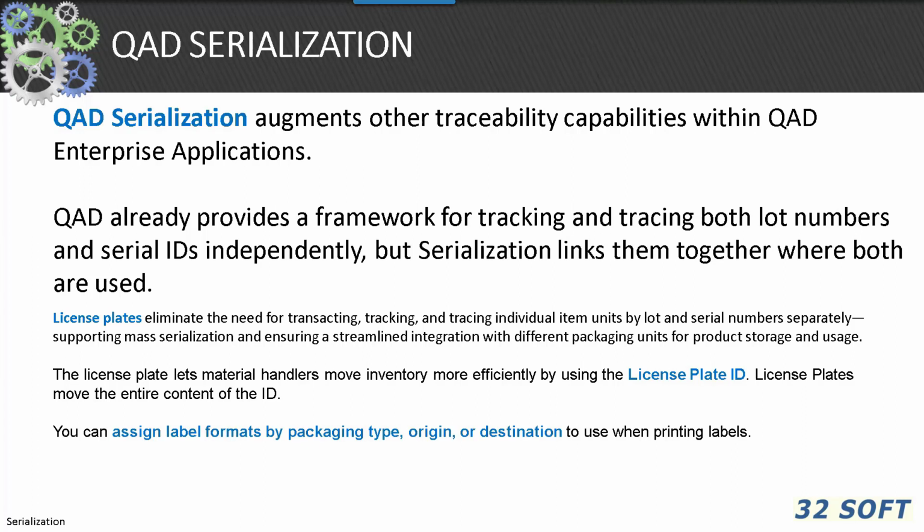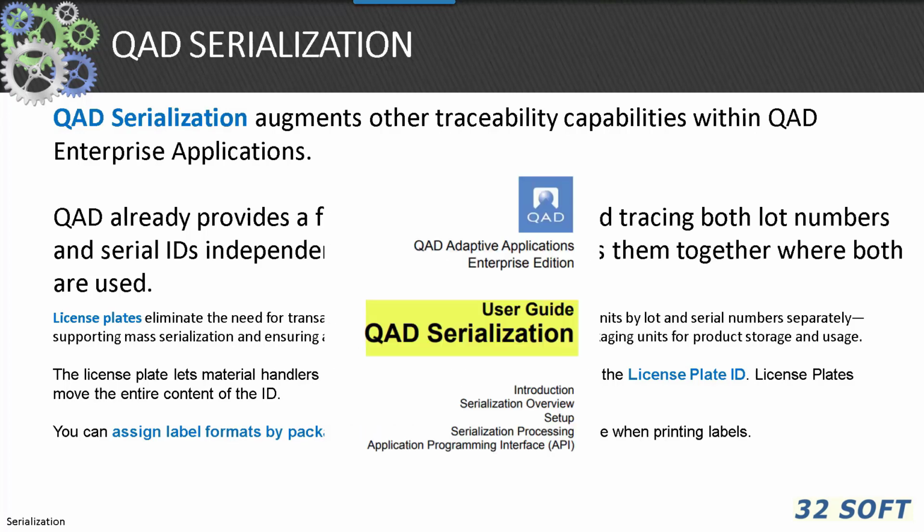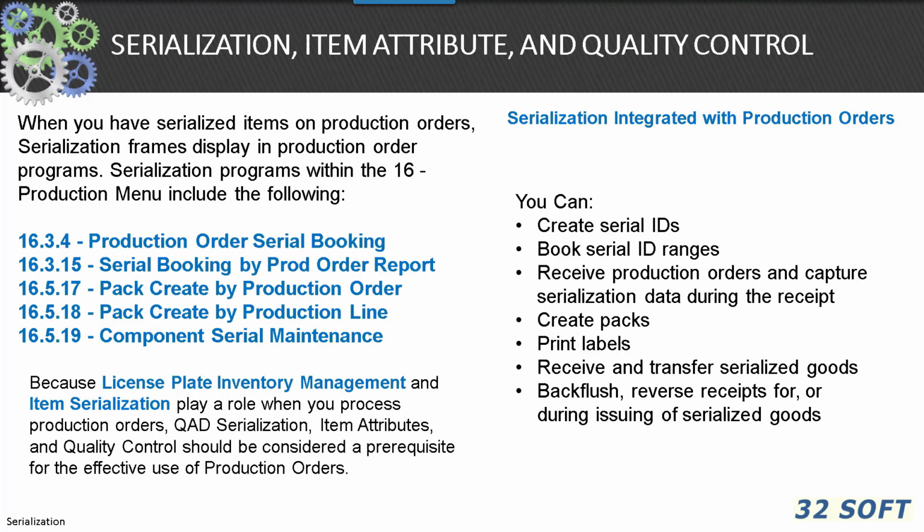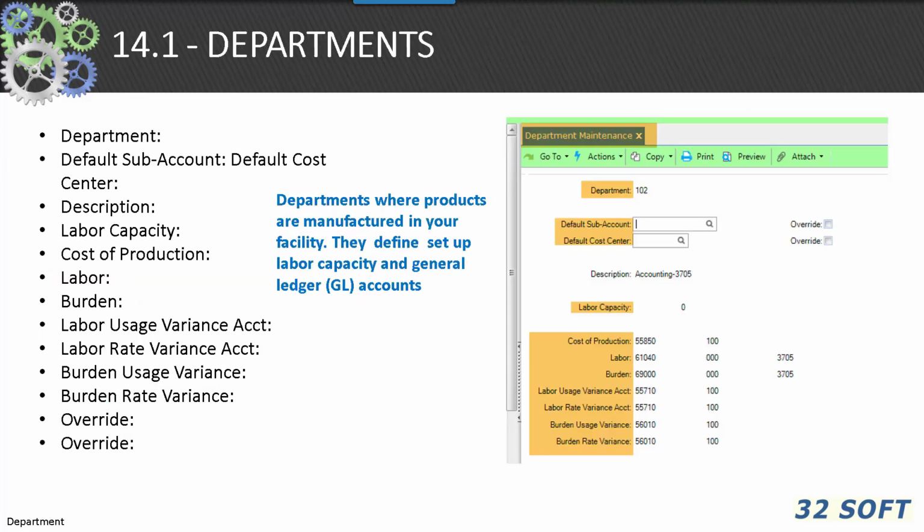There's a tight set of relationships and integration between serialization and production orders. You'd be well put to understand this serialization and packaging as you begin to move towards production orders, which we are all going to do. Be sure you read the user guide. 16.3.4, 315, 517, 18, 19 allows you to use this new serialization to create ranges, book, receive, you can do license plates, lots of functionality with the new serialization functionality.